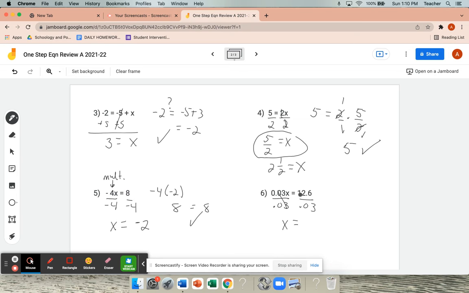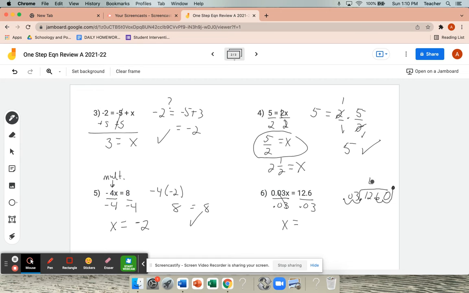Now on the other side, this is 12.6 divided by 0.03. Top number goes in the house. Then we have to scoop twice to make this a whole number, and bring your decimal point up. Add a 0. So now the problem is 1,260 divided by 3.